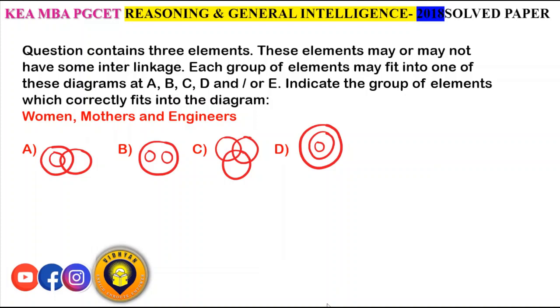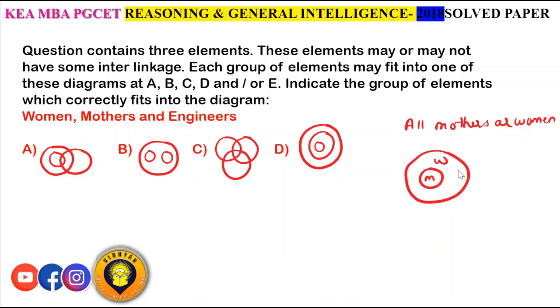Now first, what is the relation between women and mothers? First find that. So here you can say that all mothers are women. But all women are mothers is not definitely true, but all mothers are women is definitely true. So therefore, how you can represent all mothers? So this is a mother circle. All mothers are women.